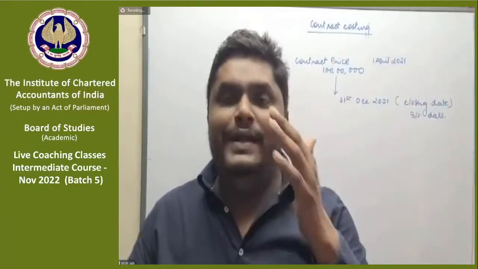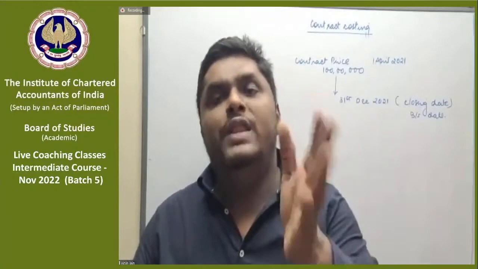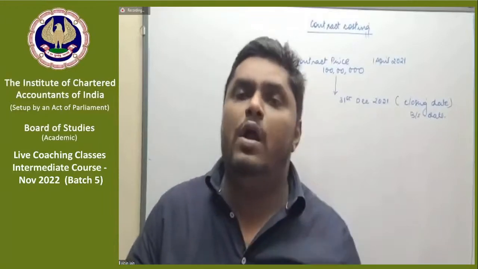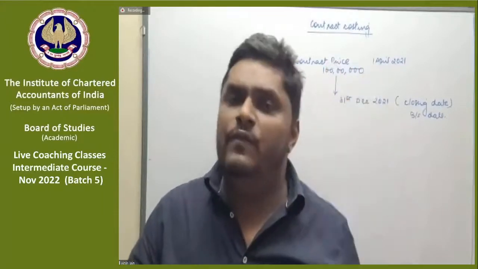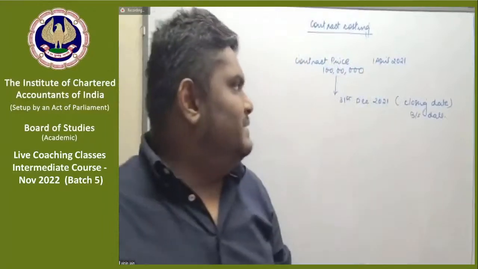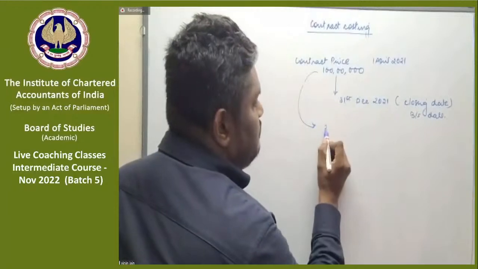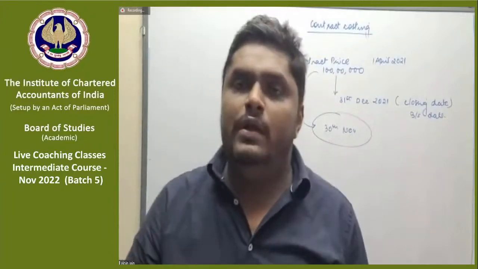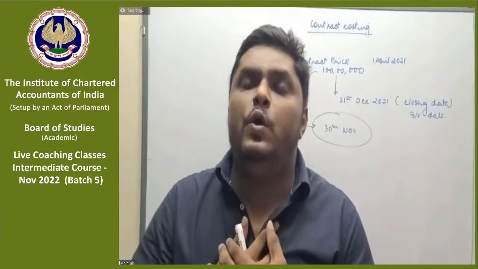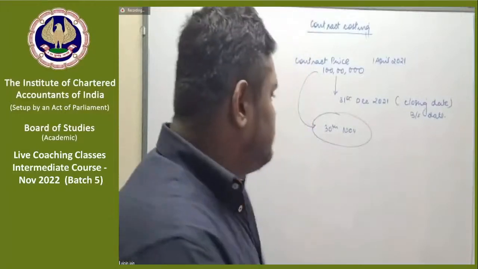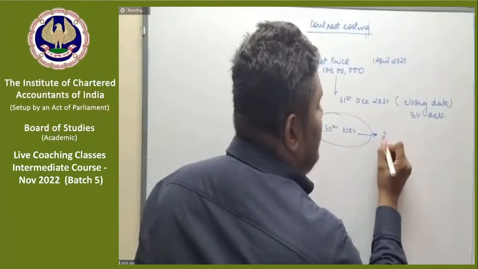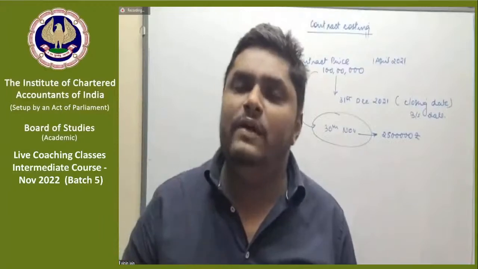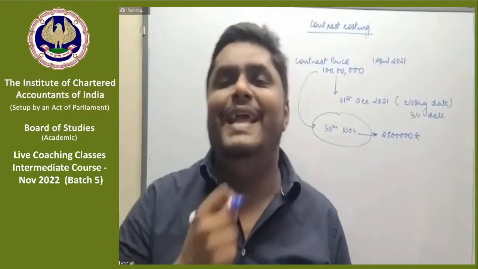Now, generally the contractee pays to the contractor at the year end on the basis of work completed. I repeat again, generally the contractee pays to the contractor at the year end on the basis of work completed. So at the year end, let's say on 30th November, let's say Vipin approached XYZ Limited, sir, I have completed the work of 25 lakh rupees. So kindly release the payment.